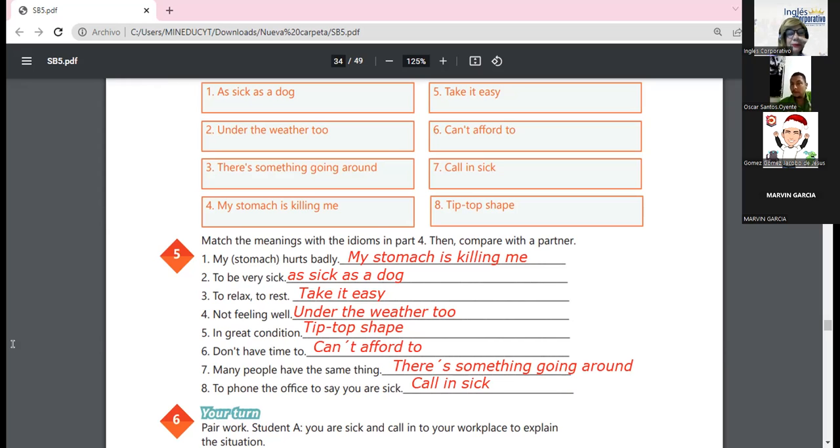Under the weather. In this one, no idiom. Tip top shape. No idiom. Can't afford to. No idiom. There is something going around. More like that. Calling sick.